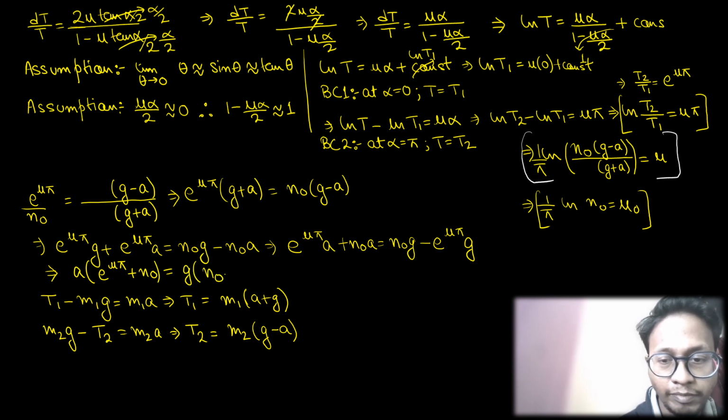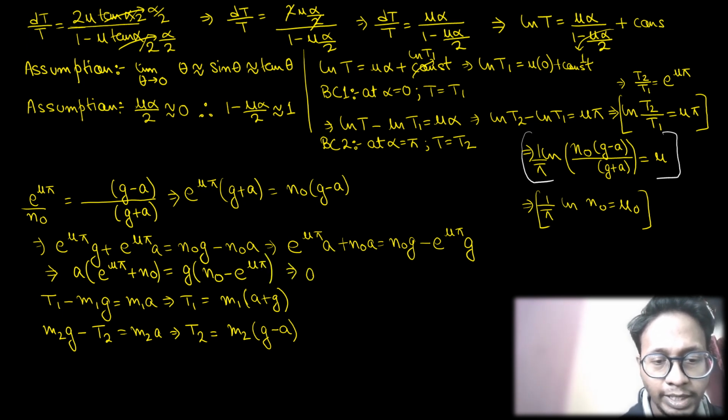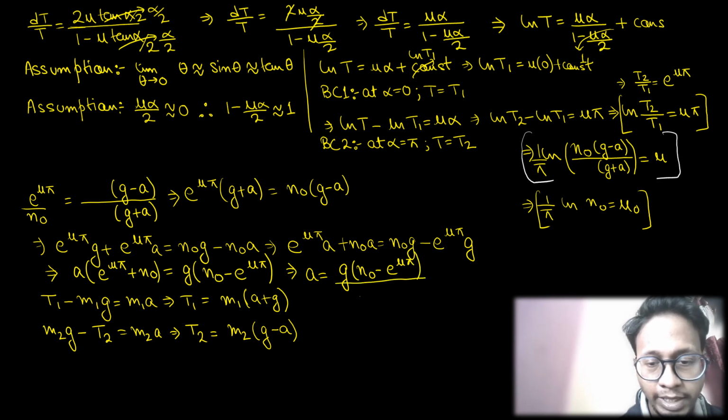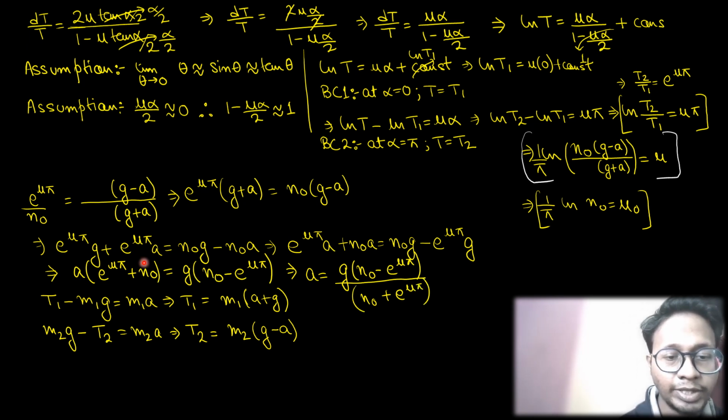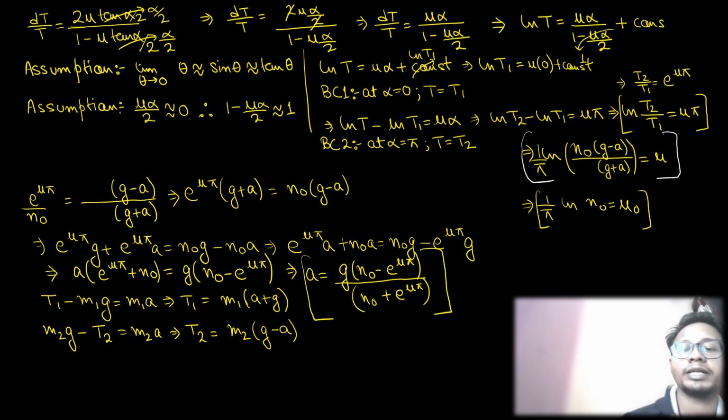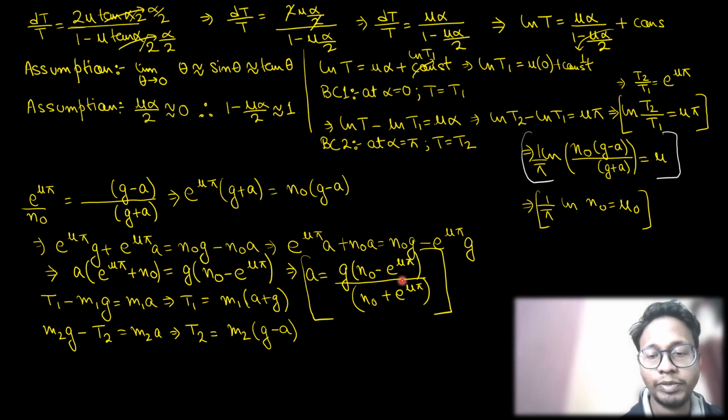Or A into (e to the power mu pi plus n naught) is equals to G into (n naught minus e to the power mu pi). Or A is equals to G (n naught minus e to the power mu pi) divided by (n naught plus e to the power mu pi). Okay, see, I divided this entire term by this term. I sent this entire term to the denominator out here. So the value of acceleration out here is this. This is the value of acceleration that I'll be having. Understood?